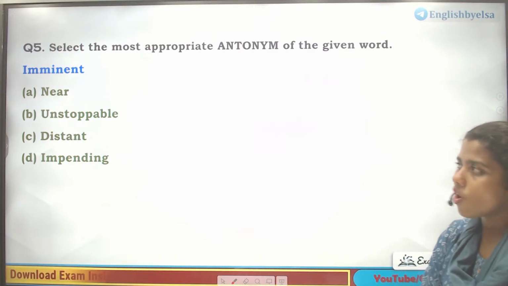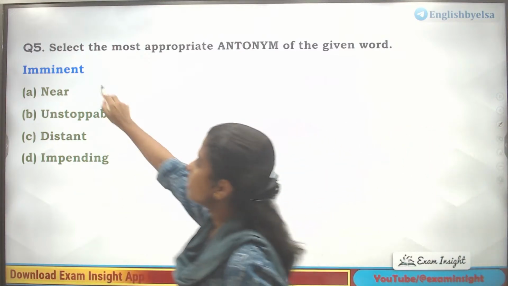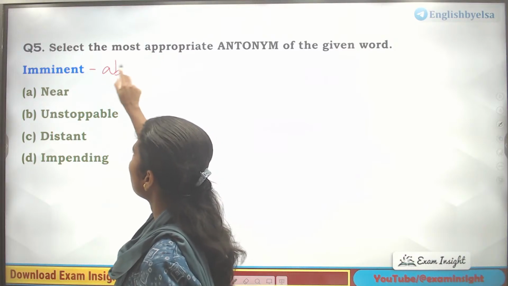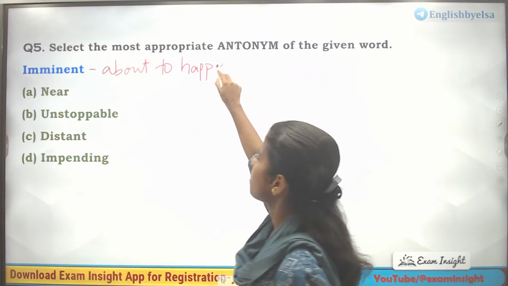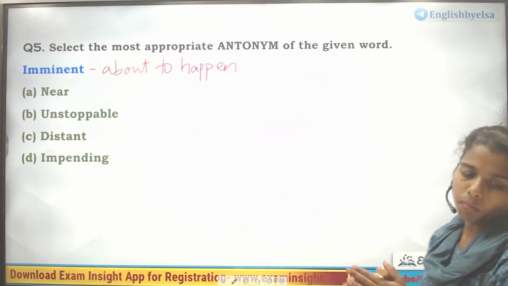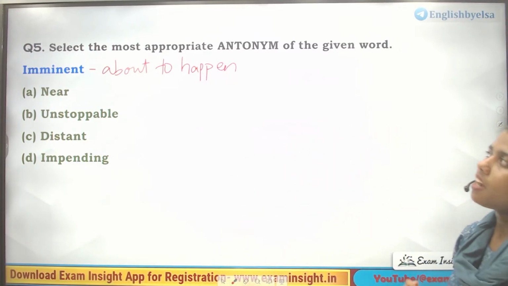Antonym, opposite of imminent. Imminent, simple meaning, will be about to happen. Something is about to happen. Something is imminent. That means something is about to happen. What will be the opposite of it?